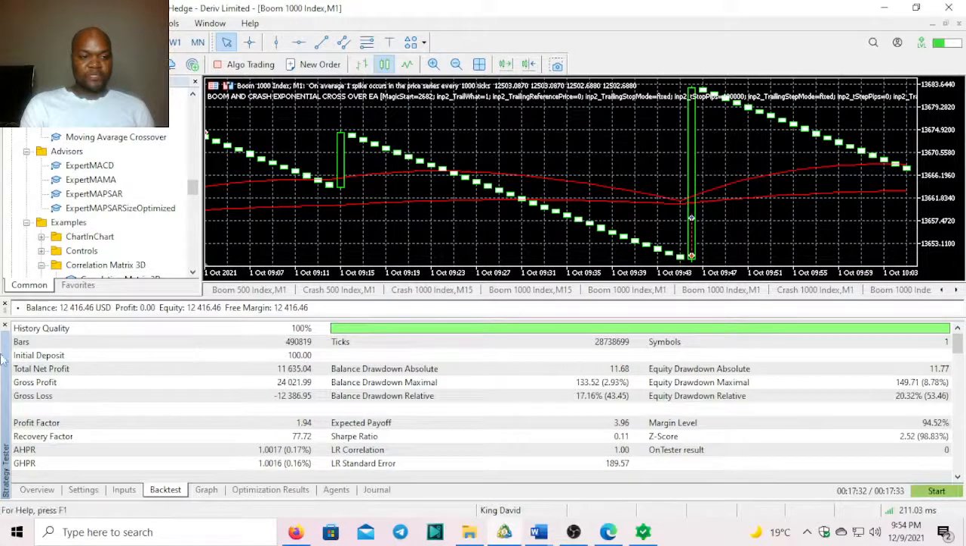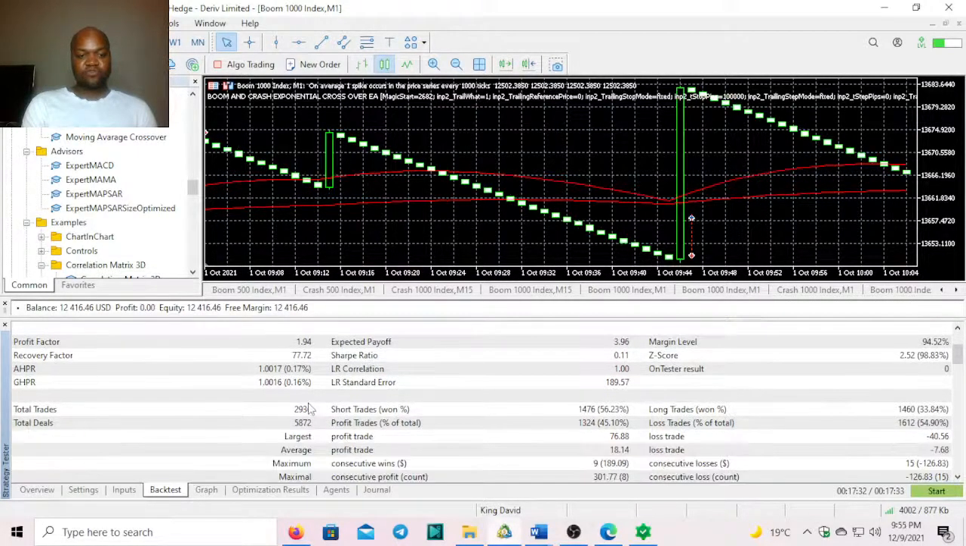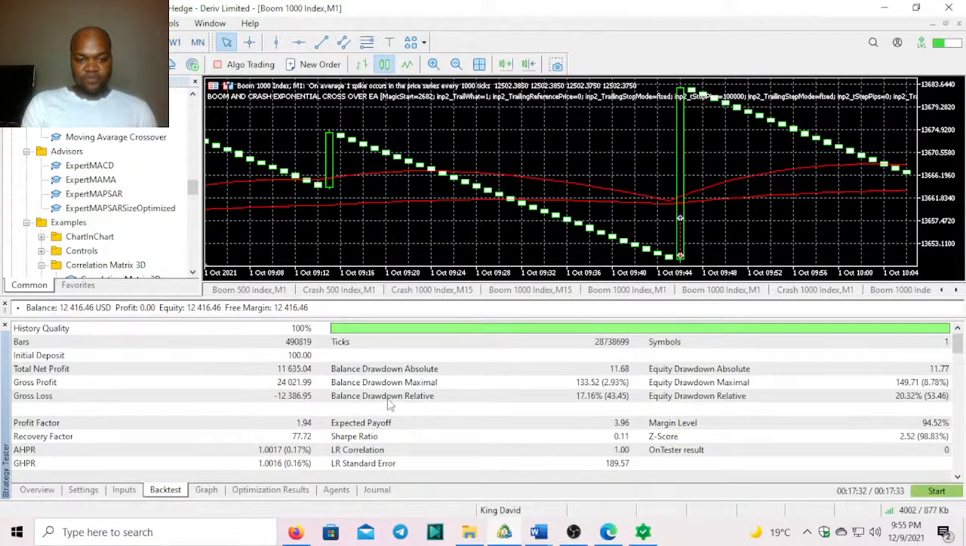So with an initial deposit of 100 US dollars, the robot managed to generate a net profit of 11,635, which is impressive. And you'll be basically doing nothing. Nothing, I'm telling you. It's an automatic trading robot, and the results are very good. The results are very, very good.